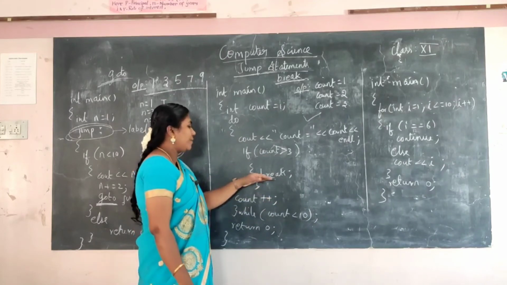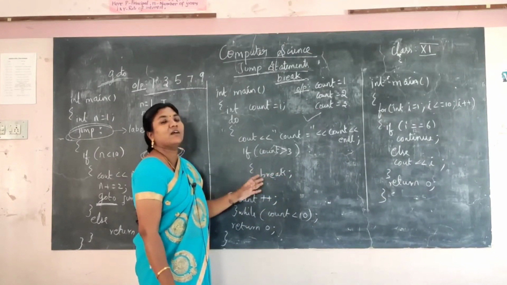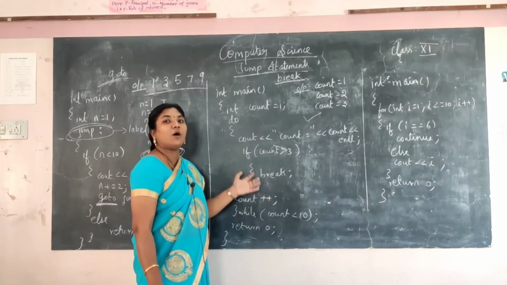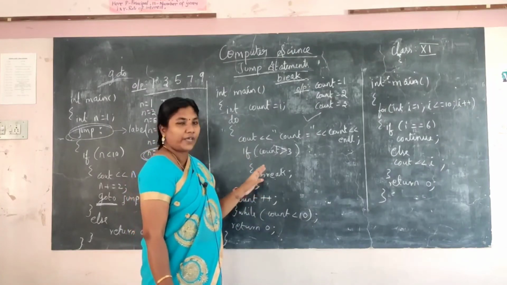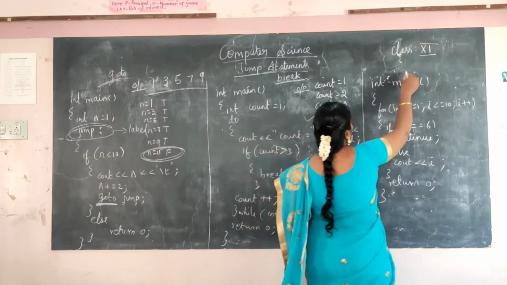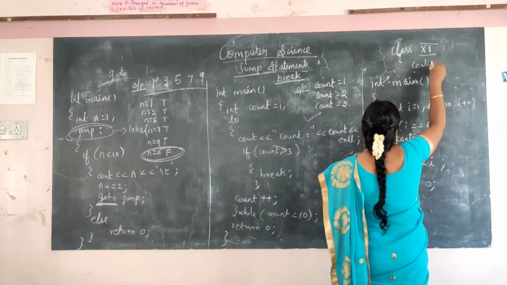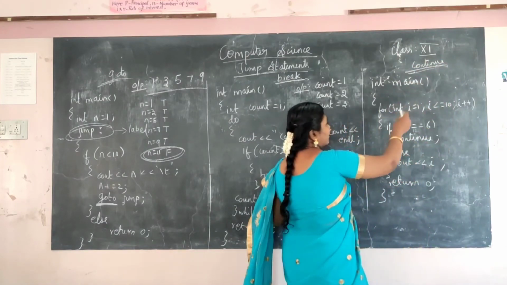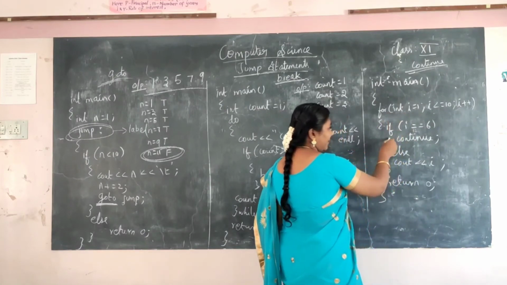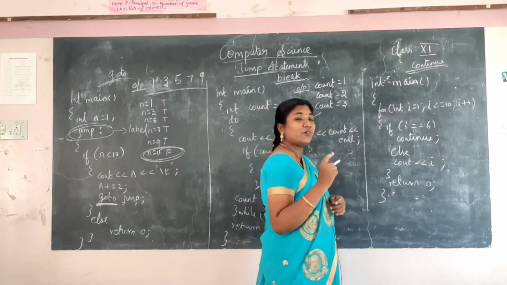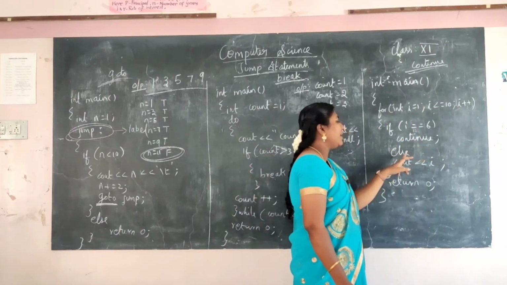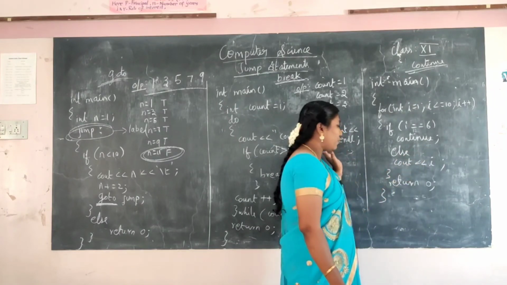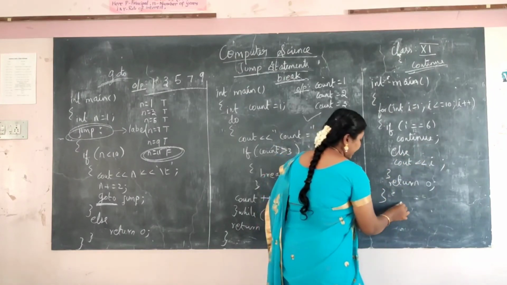Clear? So the break statement will just terminate the loop and it will come outside the loop. Okay. And the last one, the example for continue. So in the main function there is a for loop, and within the for loop I have an if. If i is equal to 6, I have asked to continue, else just to print the value of i. So what will happen here?